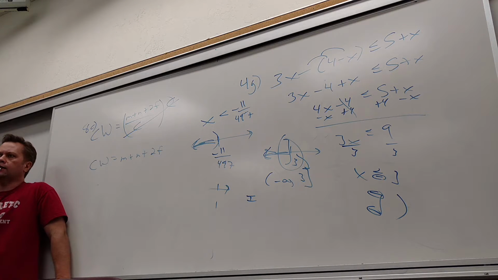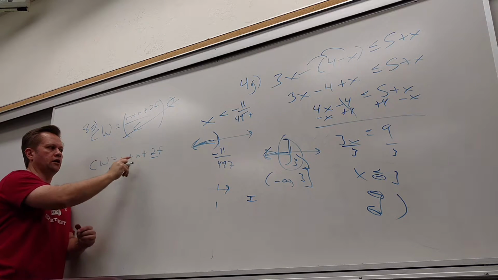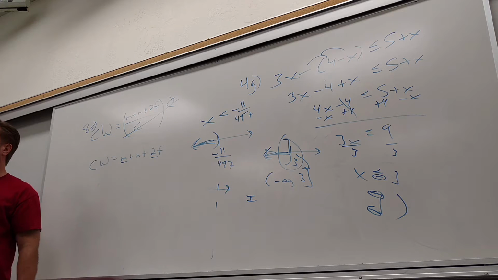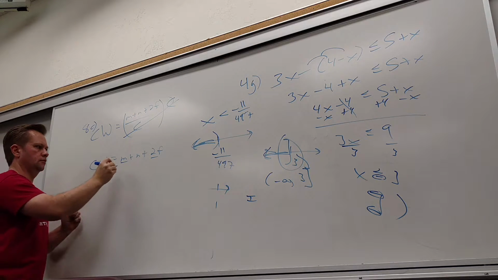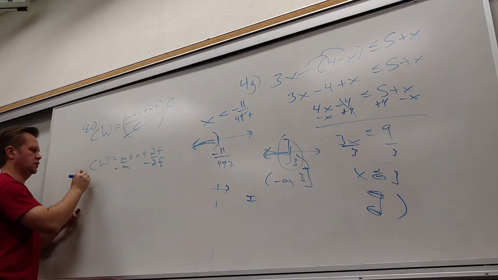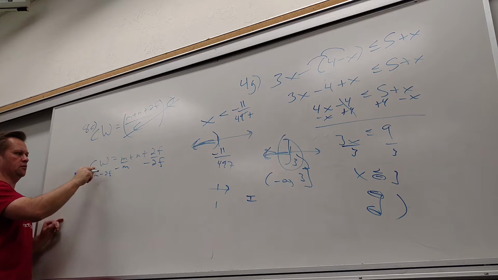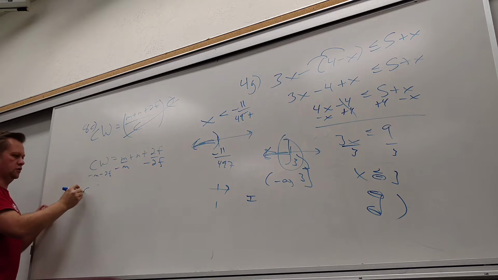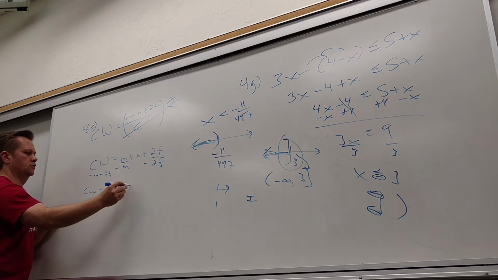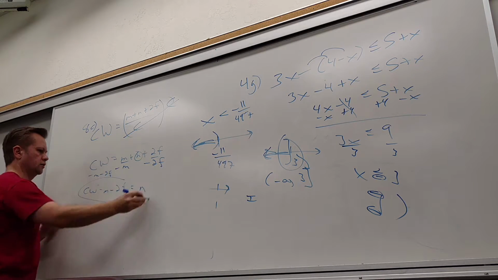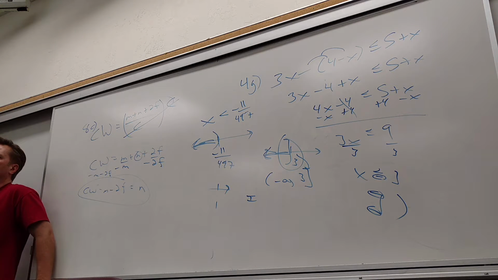And how do I get n by itself? Why is n not by itself? What's the operation? Because these things are there, and they're doing what to n? Adding c. So how do I kill them? Subtract. Both sides, minus m, minus 2f. What's cw minus n minus 2f? CW minus, equals, you're done. Yes, sir.